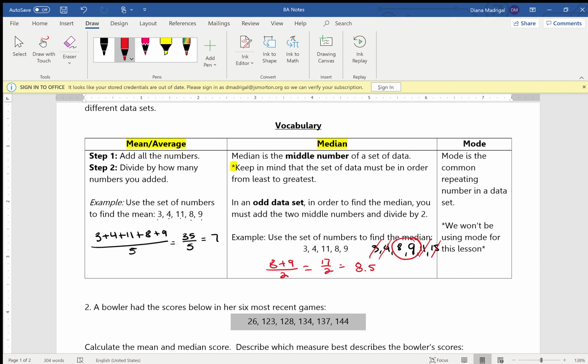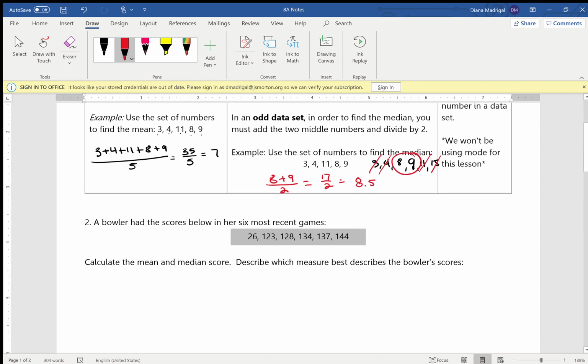And then the video talked about mode. Mode is the common repeating number of a data set, but we won't be talking about mode in this lesson. Okay, so let's get started with your first example for this.